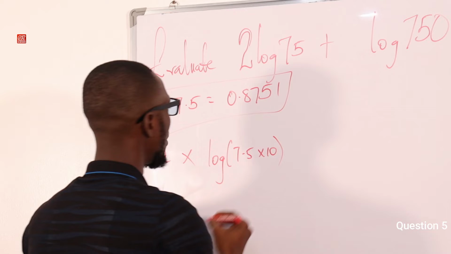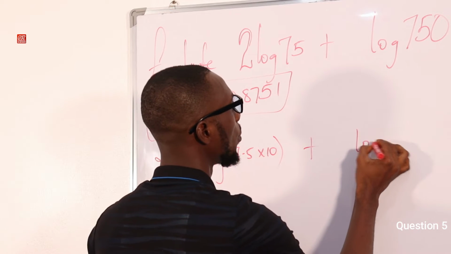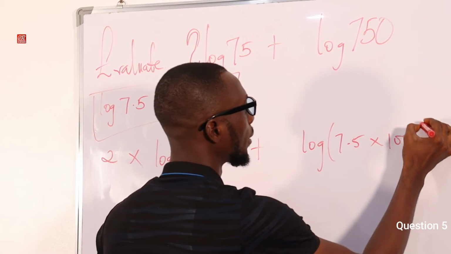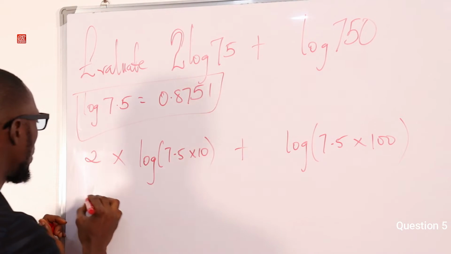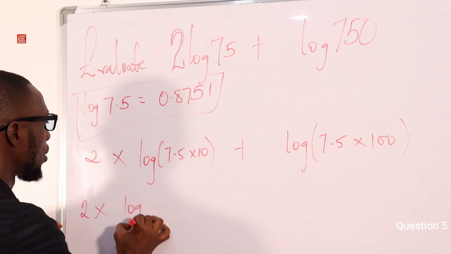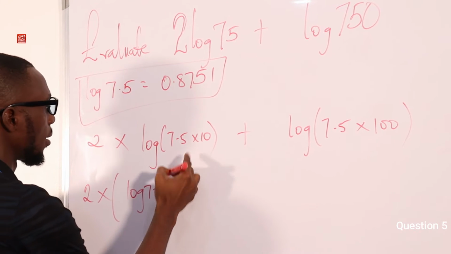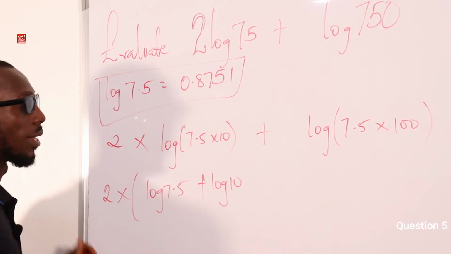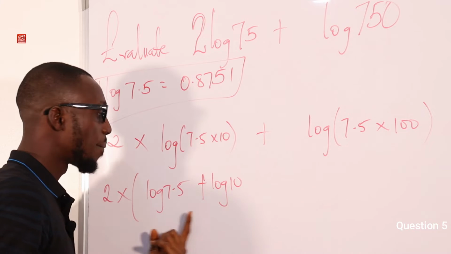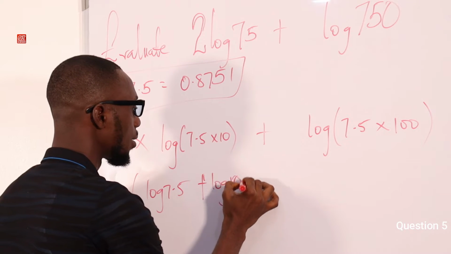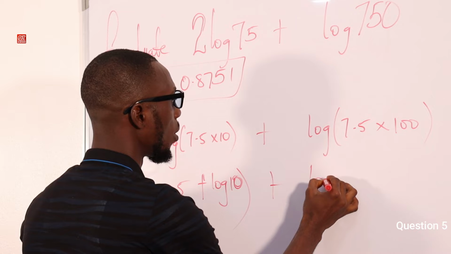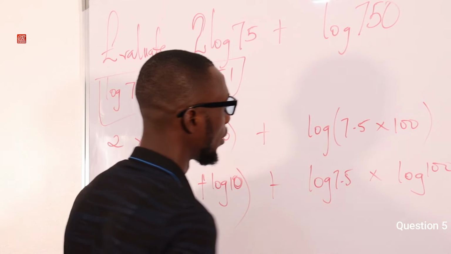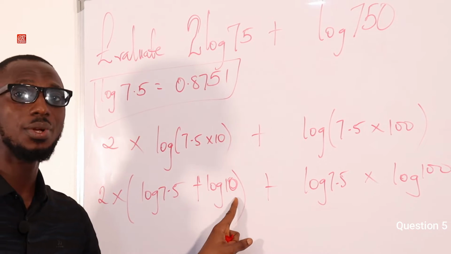So we have plus, right here we have log of 750. Remember, this is 7.5 times 100. So let's expand. We have 2 times log 7.5, and plus log 10, because we are working in base 10, so base 10 is not written out. So we have plus log 7.5 plus log 100. We know log base 10 of 10 is 1.